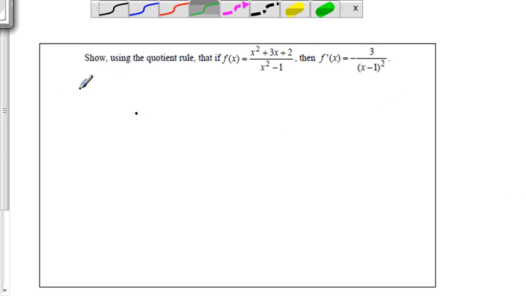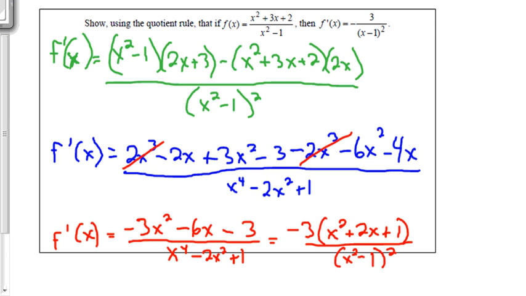So show using the quotient rule that if f of x equals x squared plus 3x plus 2 all over x squared minus 1, then the derivative is equal to -3 all over x minus 1 all squared. So let's do the quotient rule to prove this. Okay, using the quotient rule and simplifying the numerator, we get down to here.